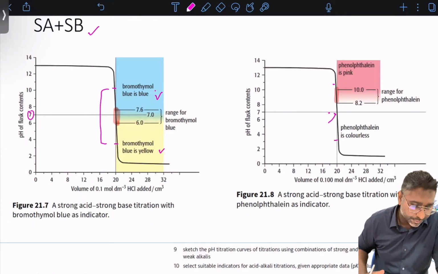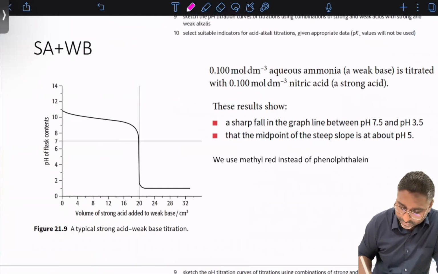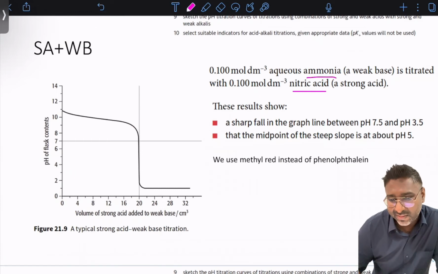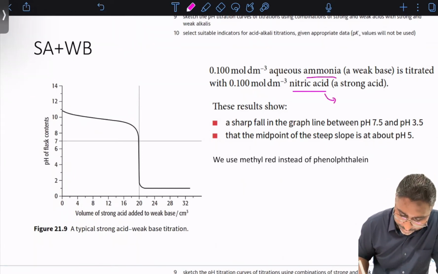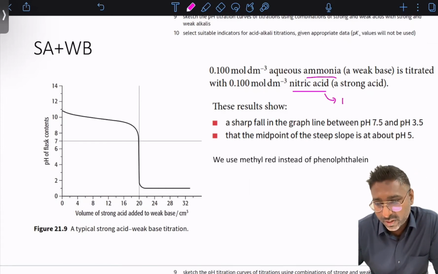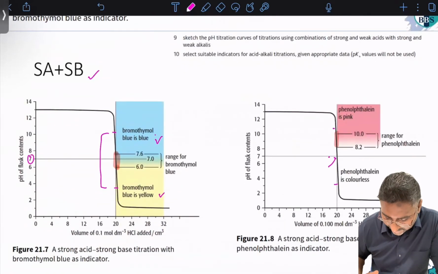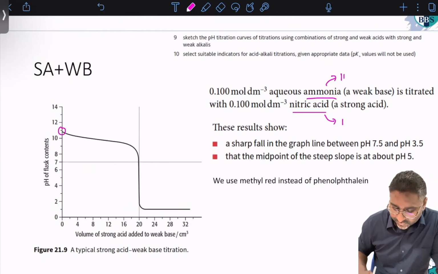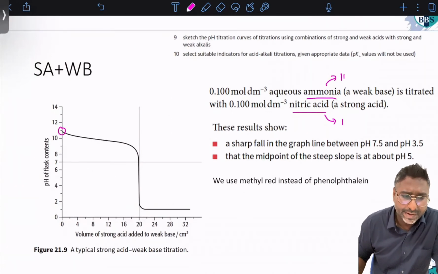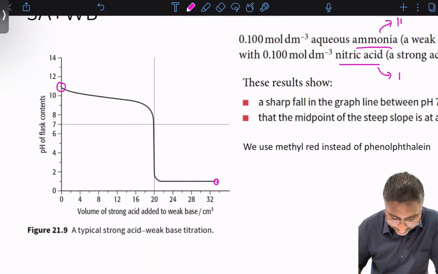Let's move on. If you use a strong acid and a weak base, what are the examples? Nitric acid is a strong acid. Ammonia is a weak base. What are the changes you will notice? Nitric acid pH is going to be 1 because it's a strong acid. Ammonia, unlike sodium hydroxide which I used at pH 13, is not going to be 13. Now we are going to use 11, because it's a weak base. They start at 11 and end at 1.